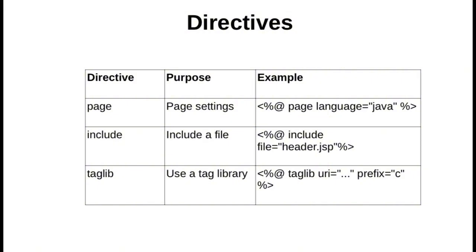The next one is directives. Directives provide instructions to the JSP container. There are three main types: page directive, include directive, taglib directive. Page directive is used for page settings. Include directive is used to include another file. Taglib directive is used to include tag libraries. These help in managing JSP pages more effectively.